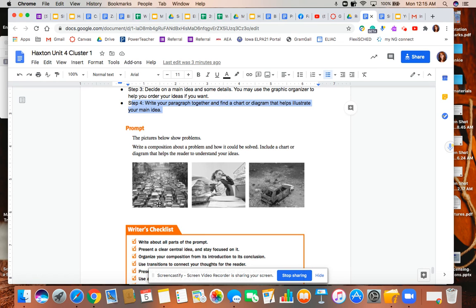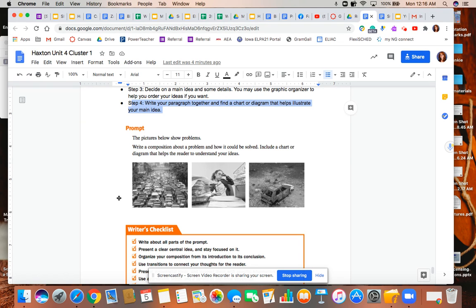Streets are too busy, streets are crowded with cars. There's not enough room in the street for all of the cars. There are too many cars. Okay, so you could summarize this problem as too many cars in the street.